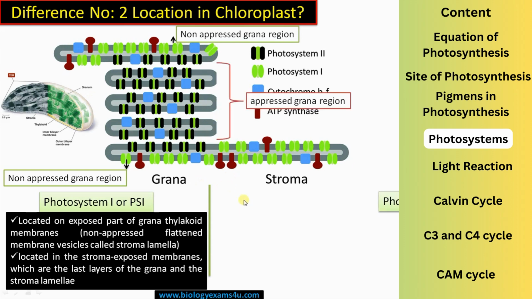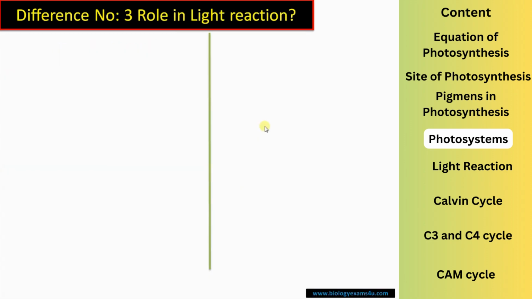Whereas photosystem 2 is located on the appressed granal region. This is the appressed region. You can see here there is stacking, the internal part of the grana. Photosystem 2 is shown with green and black color, and this is seen on the internal part of the granum, or the appressed region of the granum. Difference number 3 is regarding the role in light reaction.